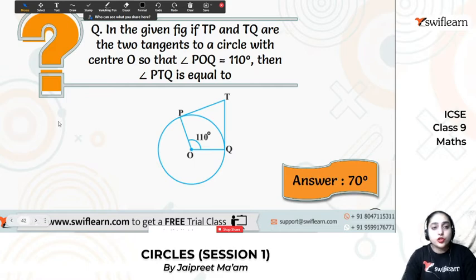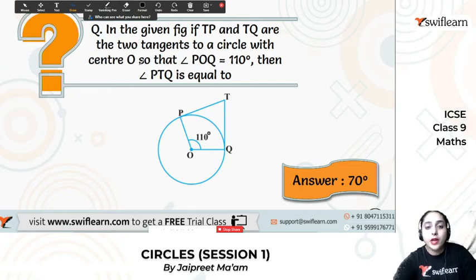Let's try one more question. So this is the question, figure is given. In the given figure TP, TQ are the two tangents, that means they are 90 degree. Simple, right? Okay. Tangents to a circle with the center O. Now we have a center O, so that angle POQ is equal to 110. Then we have to find this PTQ.